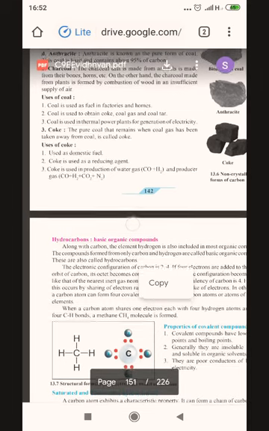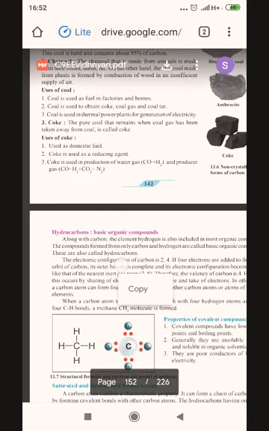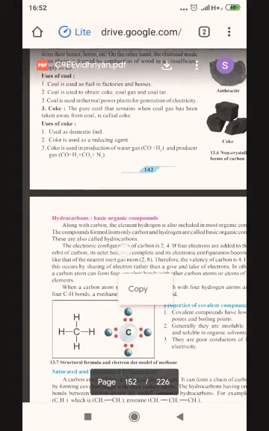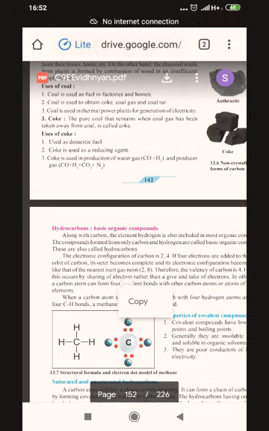The uses of coal. Coal is used as a fuel in factories and homes. Coal is also used to obtain coke, coal gas, and coal tar. Coal is used in thermal power plants for generation of electricity. Coke is the pure coal that remains when coal gas has been taken away from coal. So the purest form of carbon we call coke.